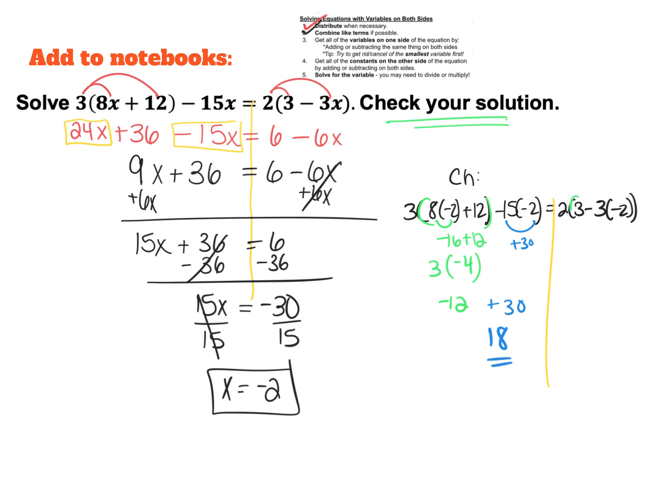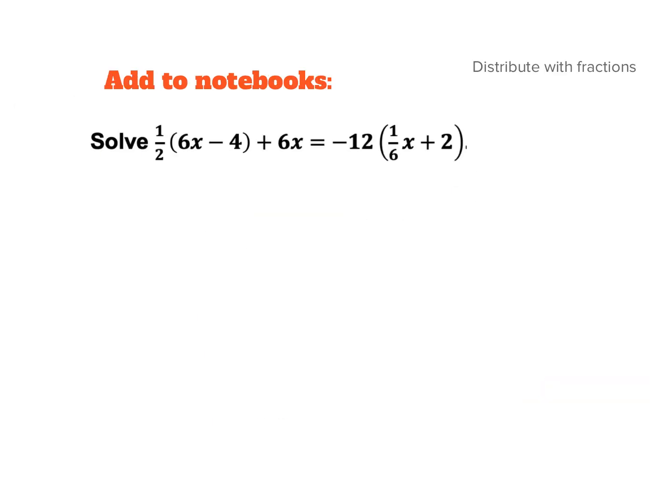I've got, within my parentheses, 3 times negative 2, that's negative 6. So I have 3 minus negative 6, which becomes 9. And I multiply that by 2, and I get 18. And so you can see on the left side, I have 18, and on the right side, I have 18 when I plug my answer back in, which proves that my answer is correct.